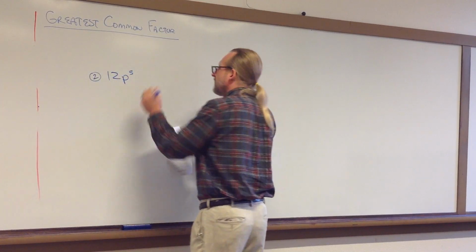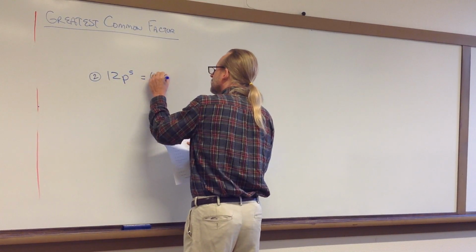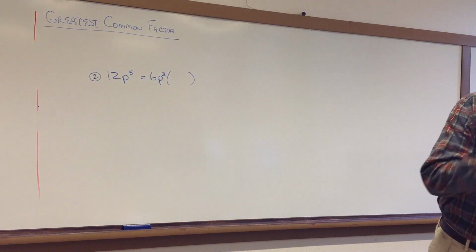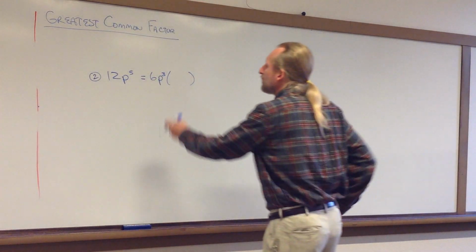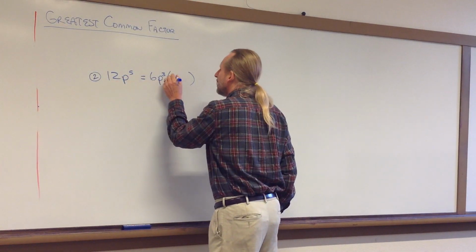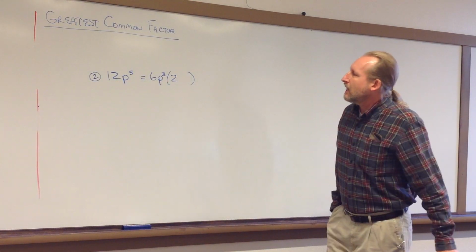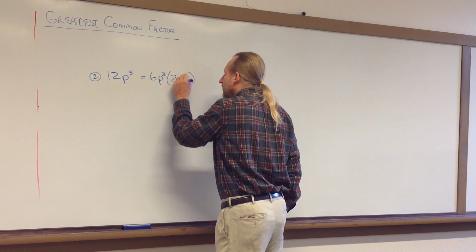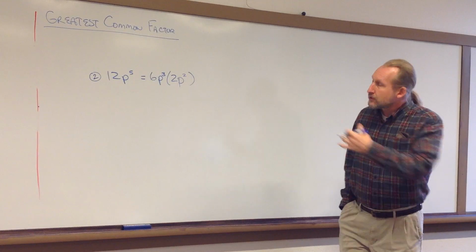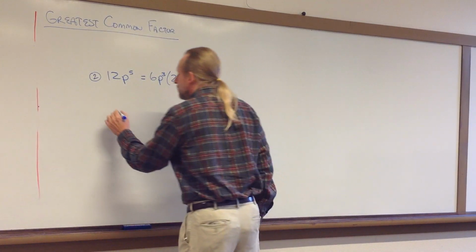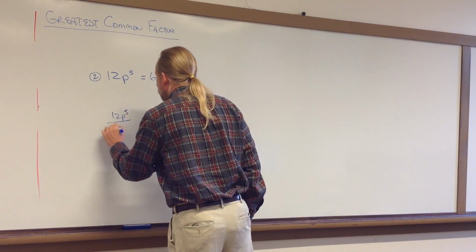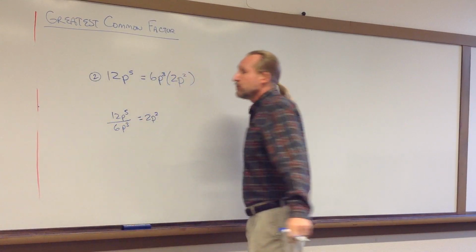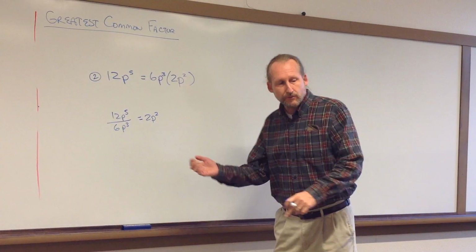12p to the 5th equals 6p to the 3rd times what? Well, you can fill these in as factors by asking, what do I multiply the 6 by to get 12? And the answer is 2. And then what do I multiply p to the 3rd by to get p to the 5th? That's p squared. Now you could also do this by dividing. You can take 12p to the 5th and divide it by 6p to the 3rd, and that'll give you 2p squared. So that's another way to think about it.